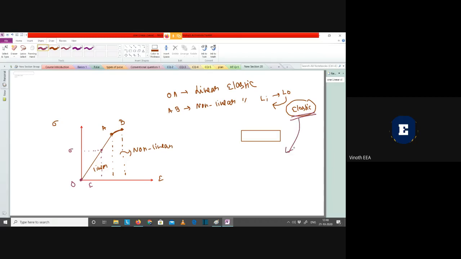What is meant by elastic? From the name itself it is pretty clear. If I apply a load, it will deform, but if I remove the load, it will come back to the original position. There won't be any permanent deformation, only temporary deformation will be there. The deformation will be completely recovered.